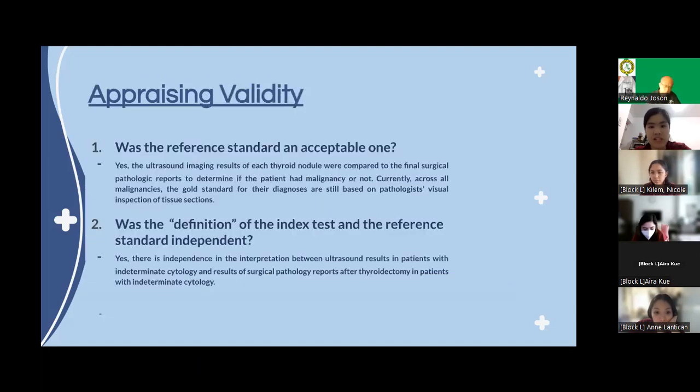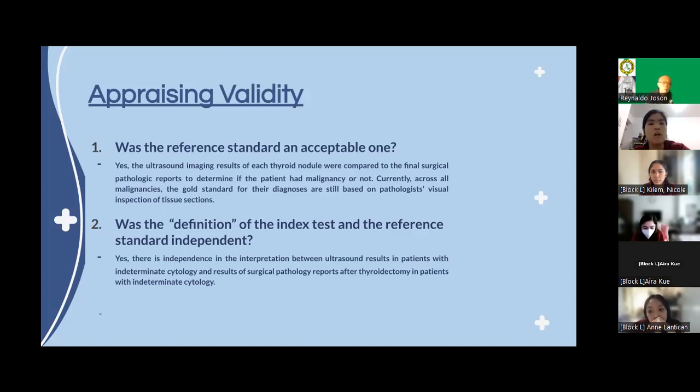For appraising validity, for the first question, was the reference standard an acceptable one? The answer is yes. The ultrasound imaging result for each thyroid nodule was compared to the final surgical pathologic report to determine if the patient had malignancy or not. Currently, across all malignancies, the gold standard is still considered to be the pathologist's visual inspection of the tissue resection.